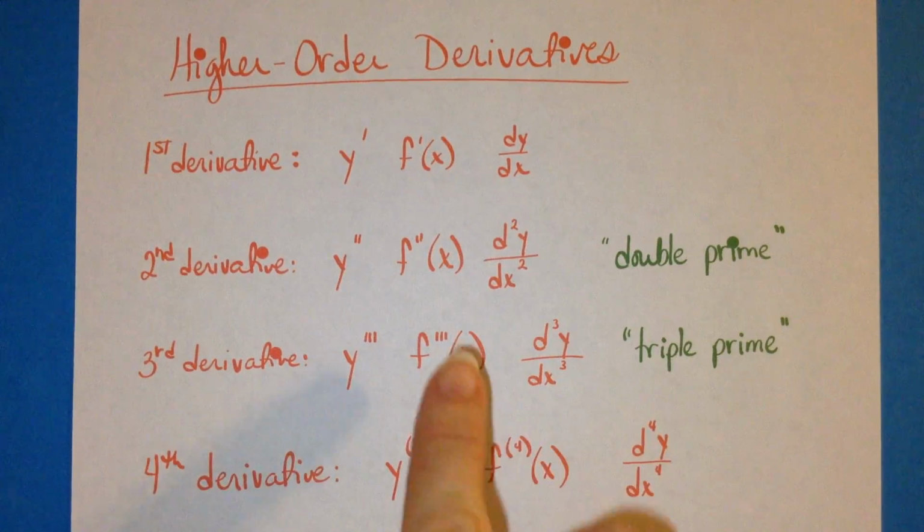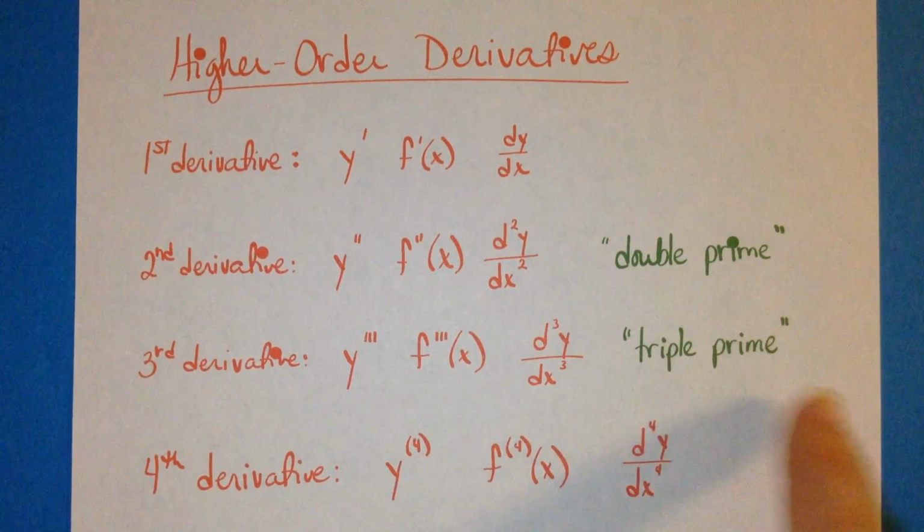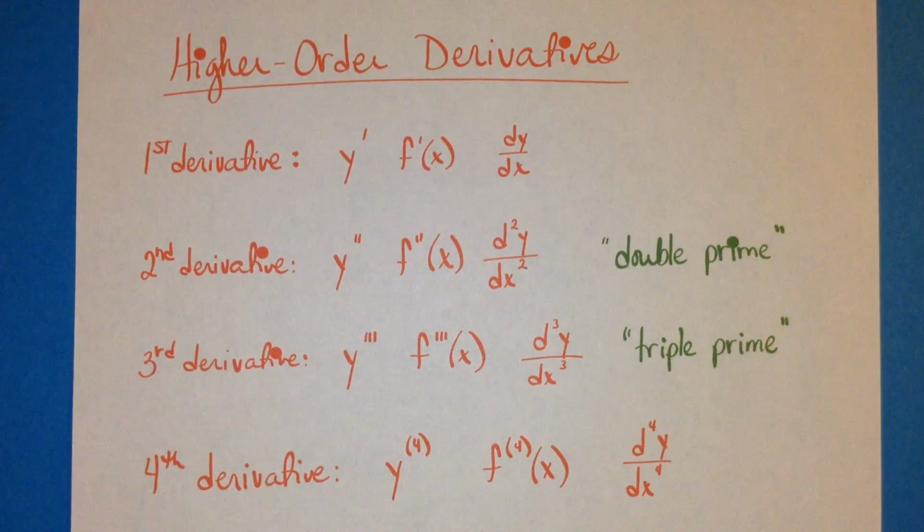Now, instead of just saying second derivative, third derivative, sometimes it is double prime, triple prime, another common saying that they have.